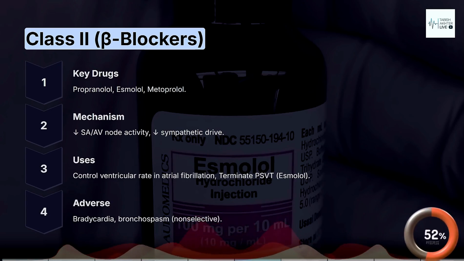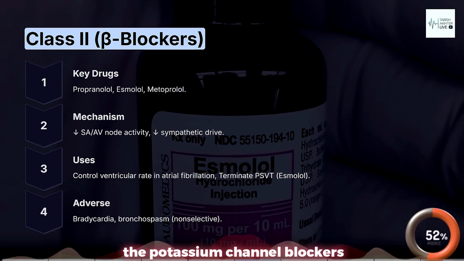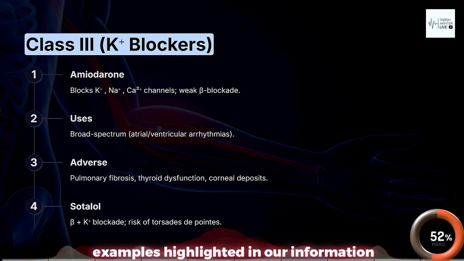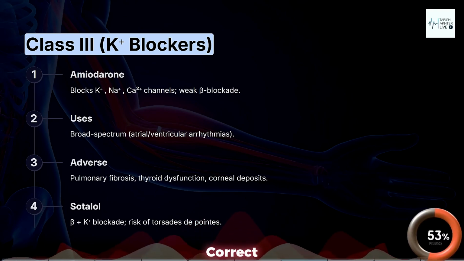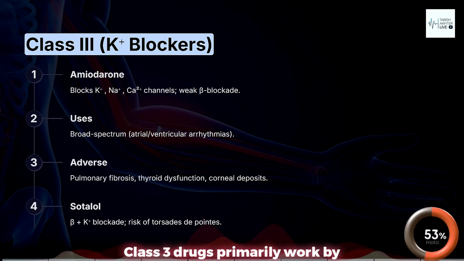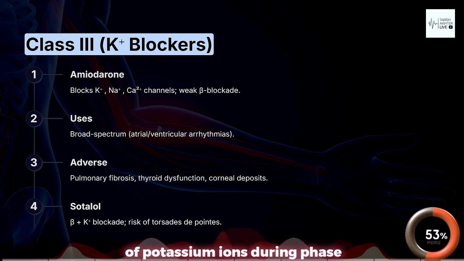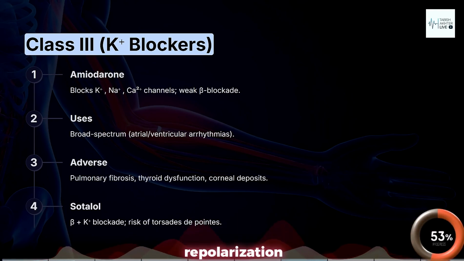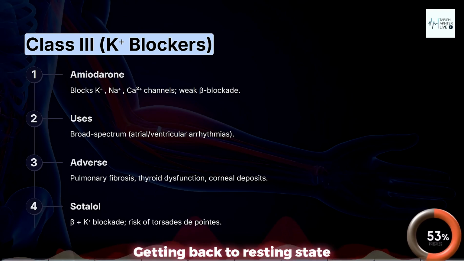Good point. Okay, now we arrive at class 3, the potassium channel blockers. Amiodarone and sotalol are key examples highlighted in our information. Correct. Class 3 drugs primarily work by blocking the outward movement of potassium ions during phase 3 of the action potential. Remember phase 3? Repolarization. Getting back to resting state.